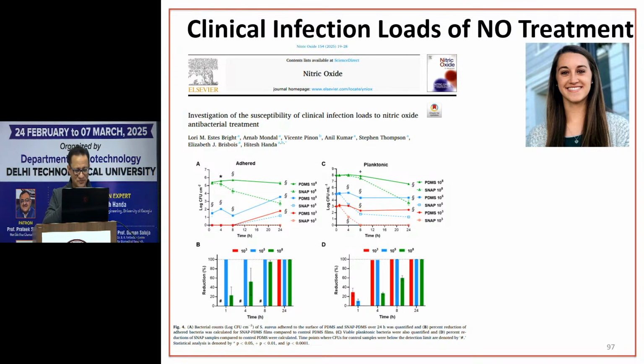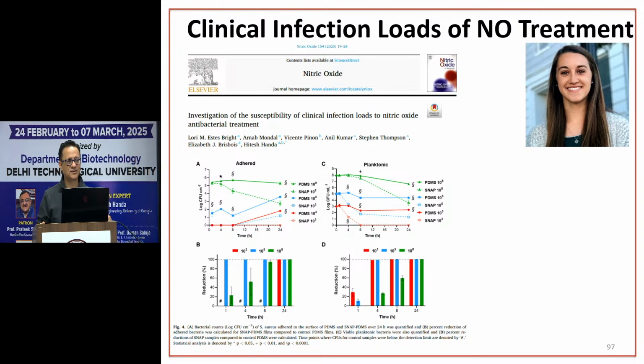And it was very interesting. We basically showed, read this paper if you're interested, that if your infection is 10 to the power 3 CFU per ml, nitric oxide can take care of the whole infection. But when the infection is 10 to the power 7, it's so overwhelmed with bacteria, it's fighting, but it can only kill 90% or 95% or 99% because there is so much bacteria and there is not enough nitric oxide to take care of it.